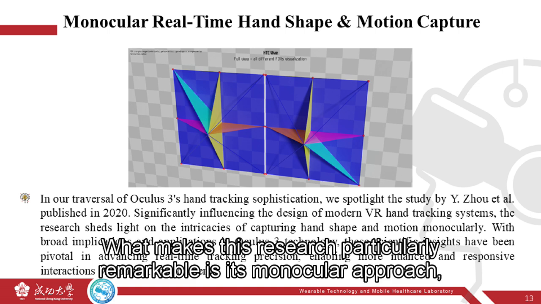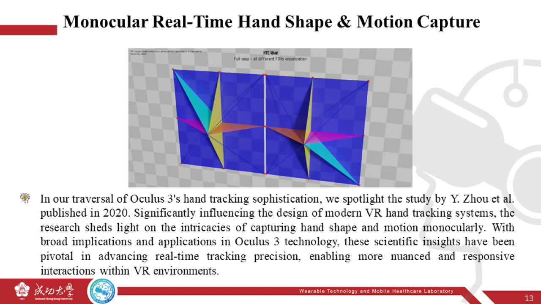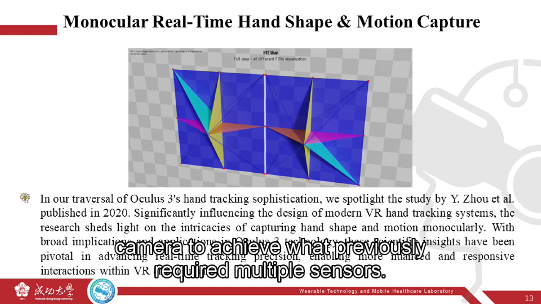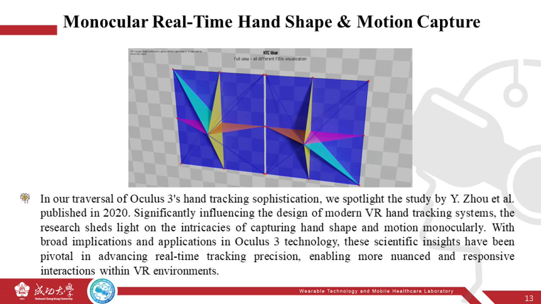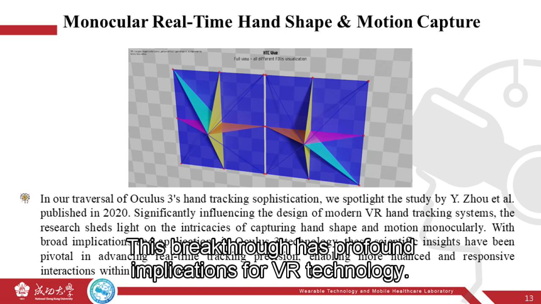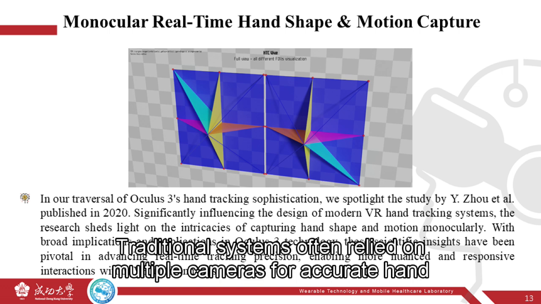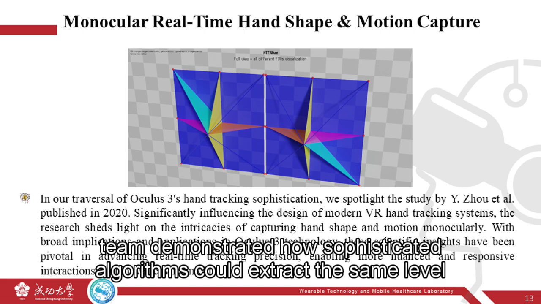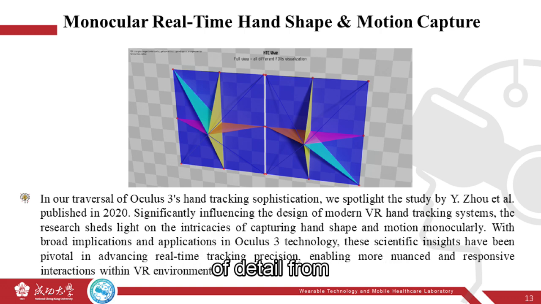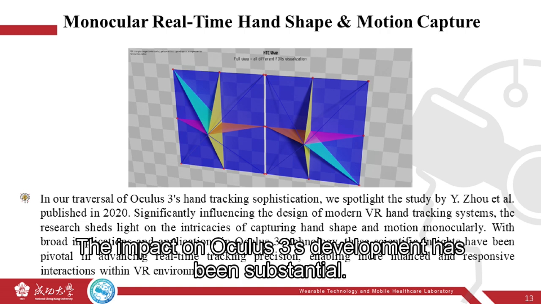What makes this research particularly remarkable is its monocular approach, using just one camera to achieve what previously required multiple sensors. This breakthrough has profound implications for VR technology. Traditional systems often relied on multiple cameras for accurate hand tracking, but Zhou's team demonstrated how sophisticated algorithms could extract the same level of detail from a single viewpoint. The impact on Oculus-3's development has been substantial.